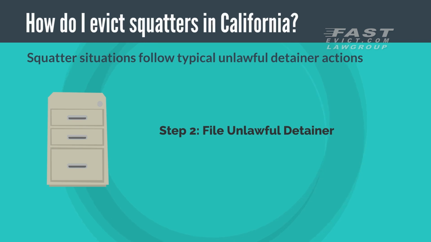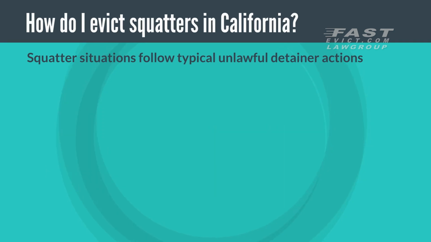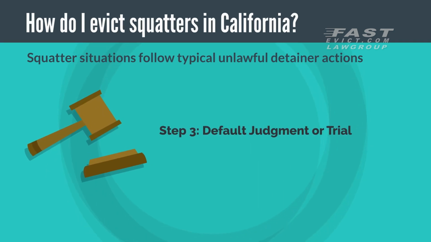The occupant has a certain number of days, not including weekends and holidays, to respond to the complaint. We have a link in the description of this video with up-to-date information on the exact number of days. If a response is not filed, then the landlord must file for default judgment. If a response is filed, then the landlord must request a trial date.